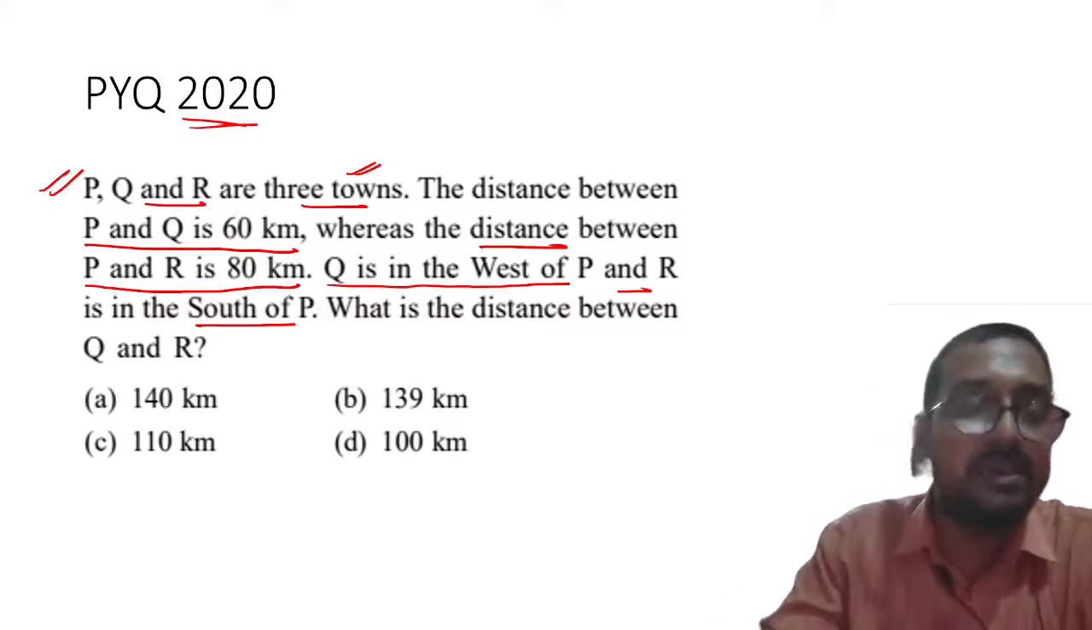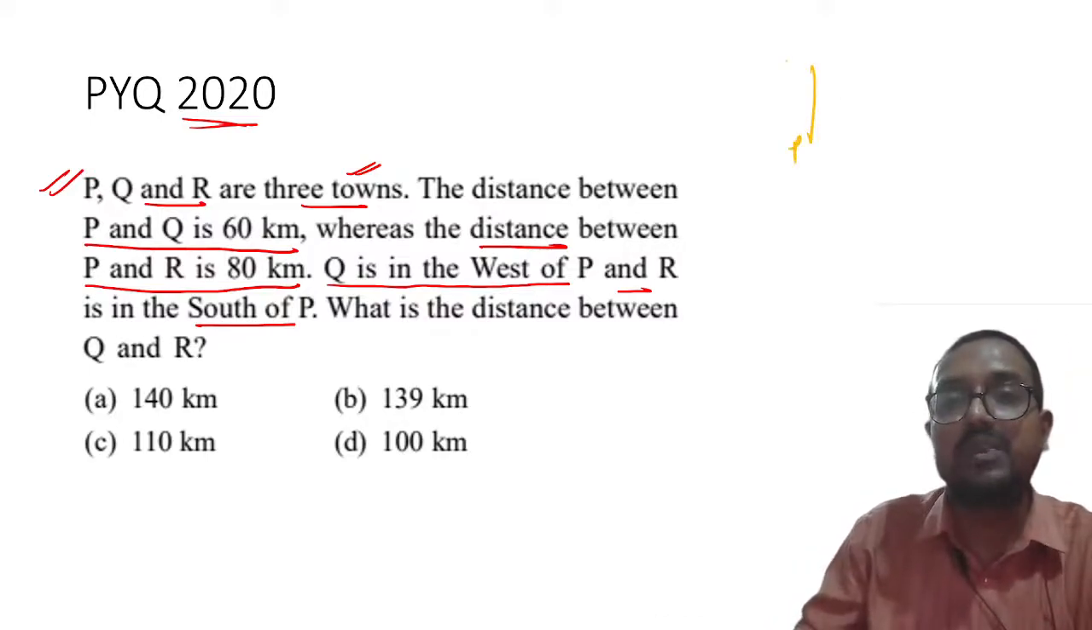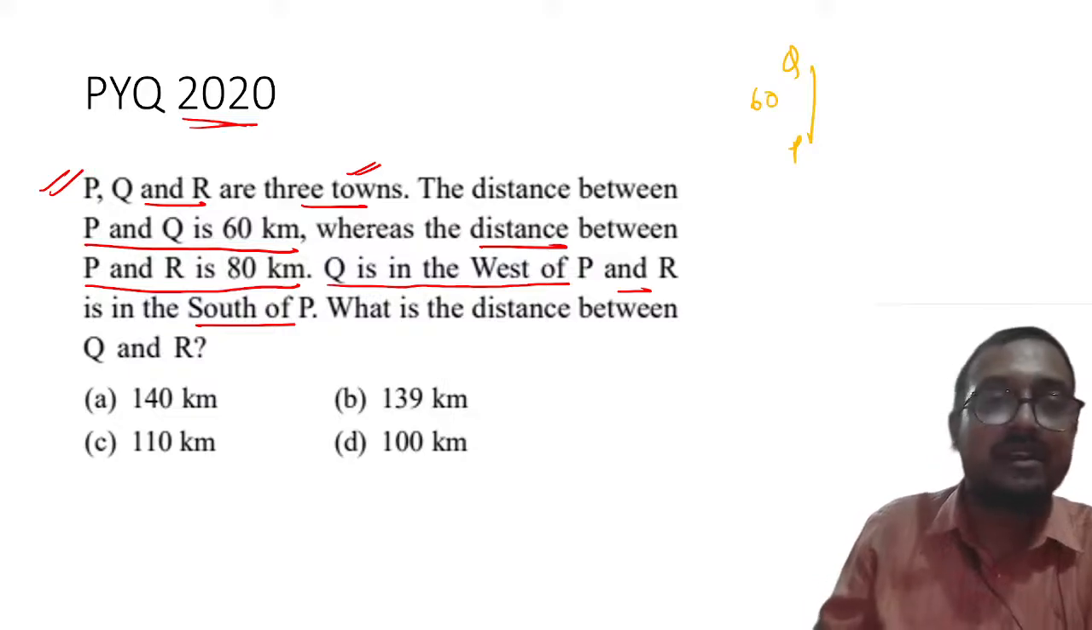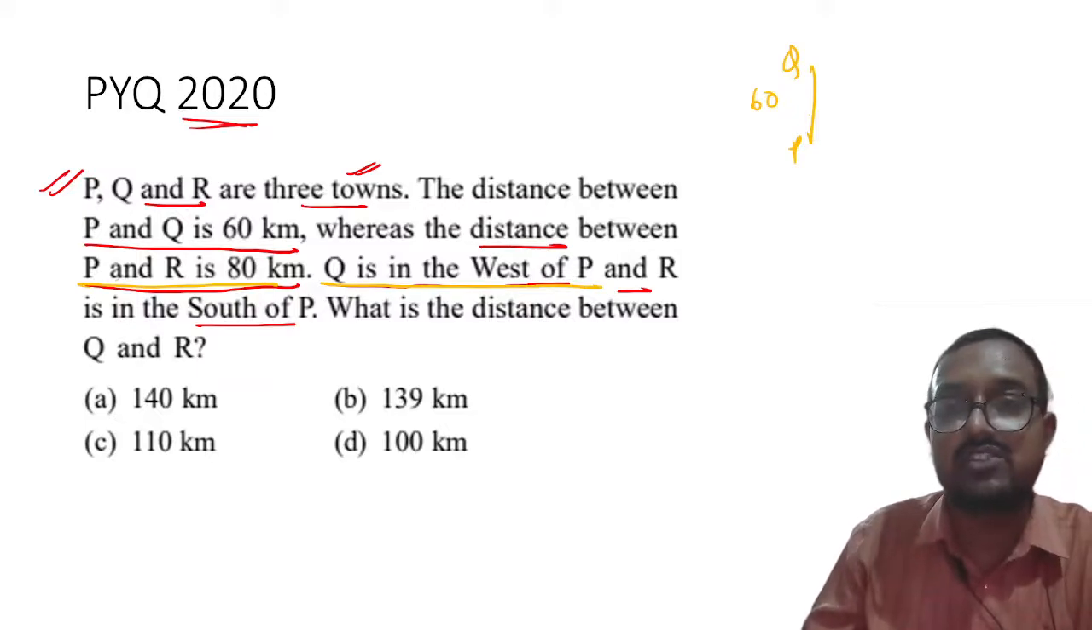The distance between P and Q is 60 kilometers. Okay. So let me mark P and Q. P and Q 60 kilometers. Whereas the distance between P and R is 80 kilometers. Q is in the west of P.